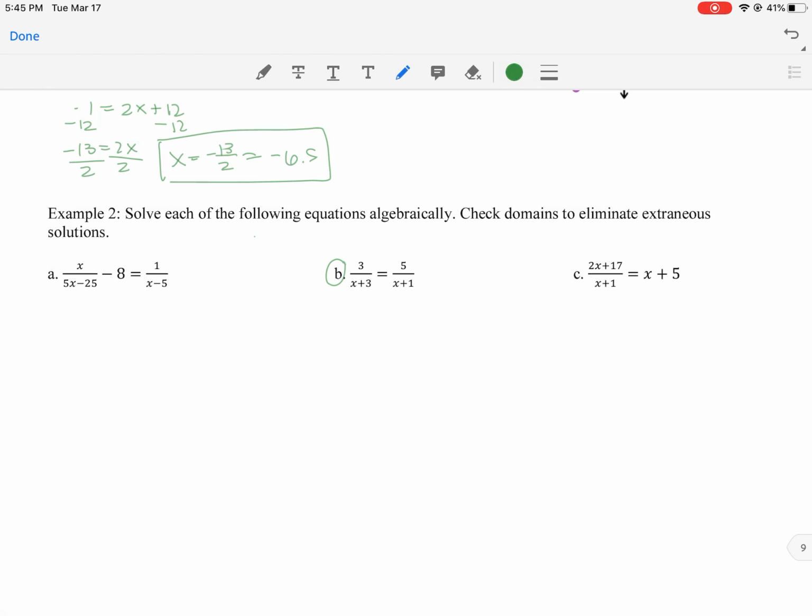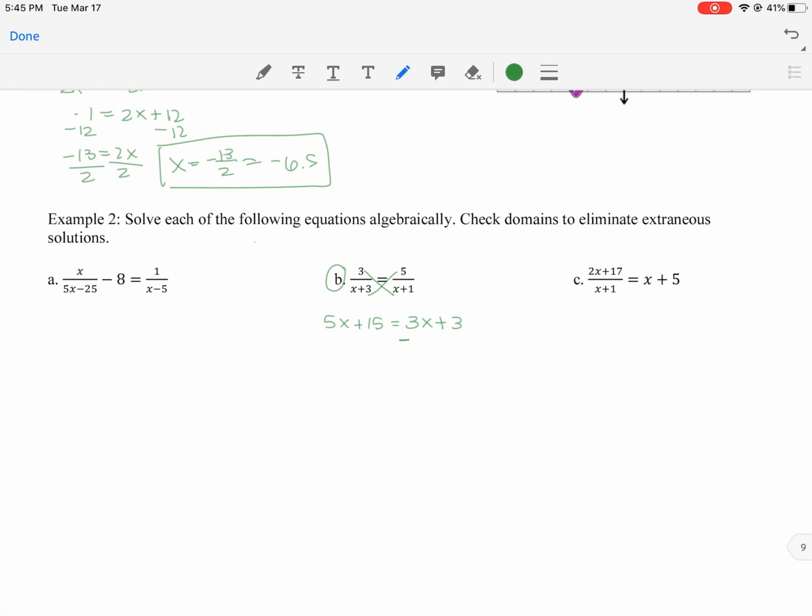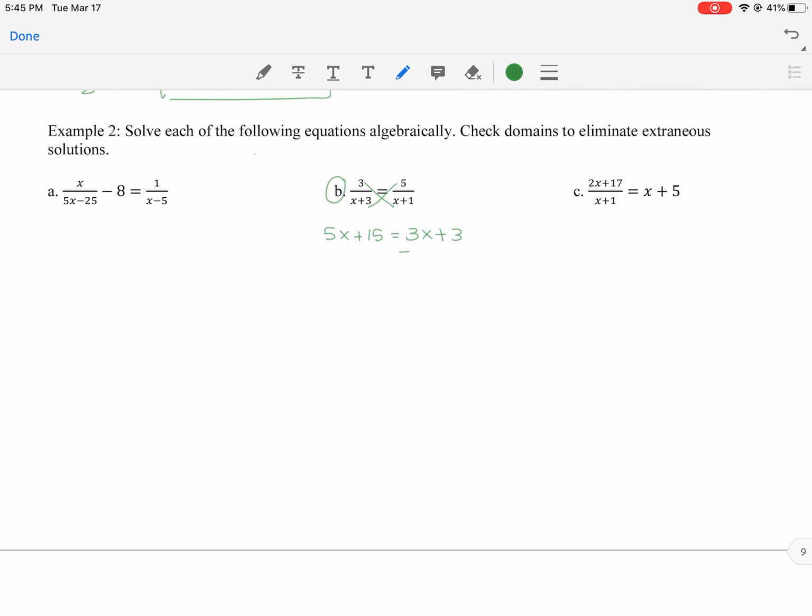Notice b here, we can make it such that they have a common denominator. But here, if you want to cross multiply, you can. So 5 times 3x plus 3: you multiply 5x, 5 times 3 is 15, equals 3x plus 3. And then think about, again, like we did above, getting all the x's to the same side. So I am going to subtract 3x from both sides. 2x plus 15 equals 3.